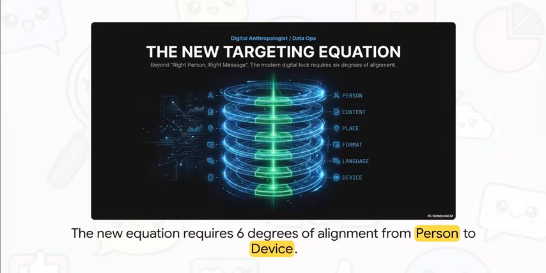To really make an impact today, you need what we call 6 degrees of alignment. It's not just about finding the right person anymore. It's also about giving them the right content in the right place, like on Instagram versus LinkedIn, using the right format, maybe a video instead of a blog post, then using the right language and tone, all on the right device they happen to be using at that exact moment. You get all 6 of those lined up, boom, you've cracked the code.